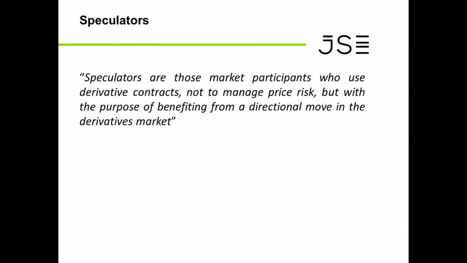Let's move on to speculators. Again, just a standard definition. Speculators are those market participants who use derivative contracts not to manage price risk, because they really don't have any underlying commodity, but with the purpose of benefiting from a directional move in the derivatives market. So they are there purely for profit. And as a result, they spend a lot of time doing research, trying to guesstimate the direction of the price, and based on that enter the market.